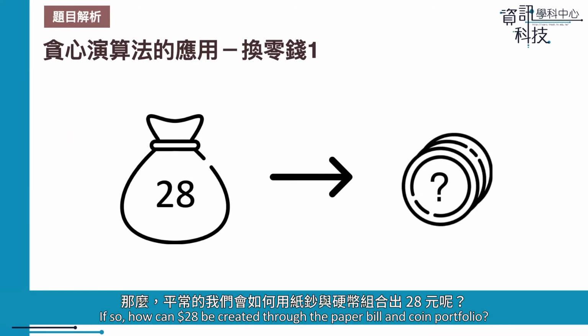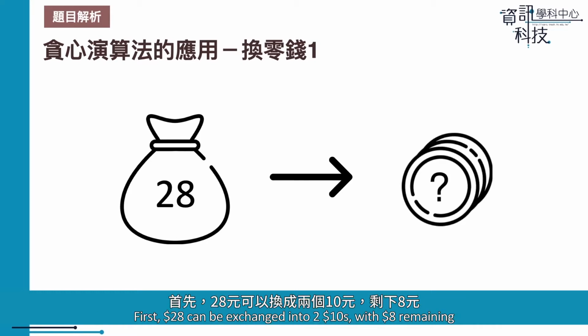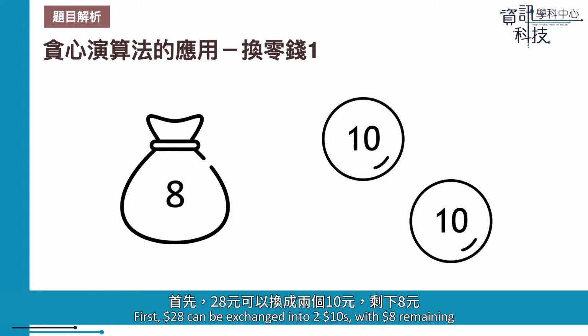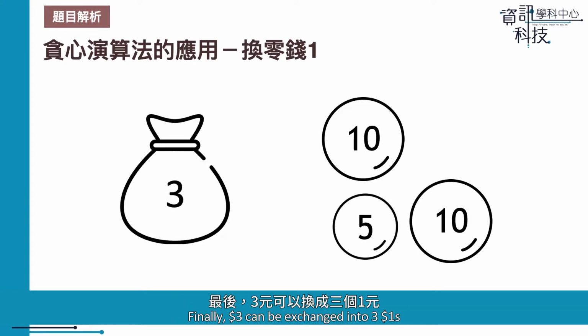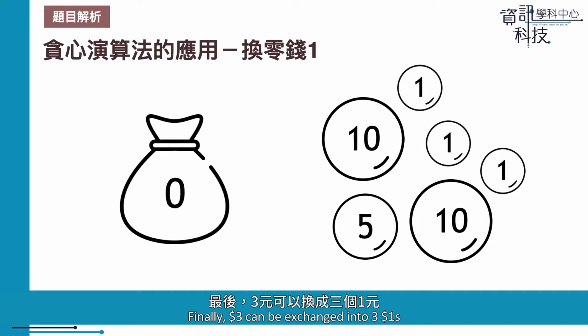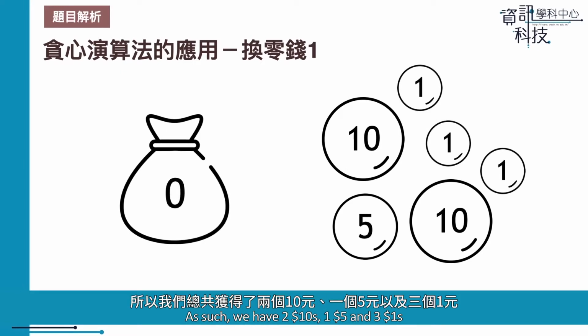If so, how can $28 be created through the paper bill and coin portfolio? First, $28 can be exchanged into 2 tens with $8 remaining. Next, $8 can be exchanged into 1 five with $3 remaining. Finally, $3 can be exchanged into 3 ones. As such, we have 2 tens, 1 five, and 3 ones.